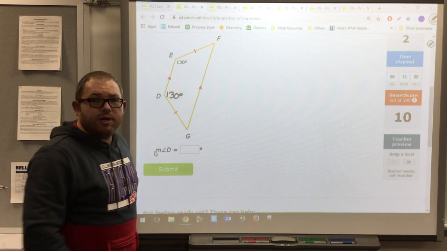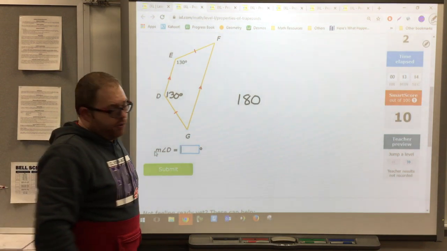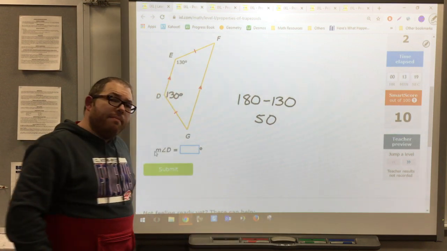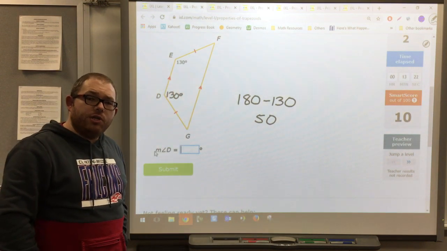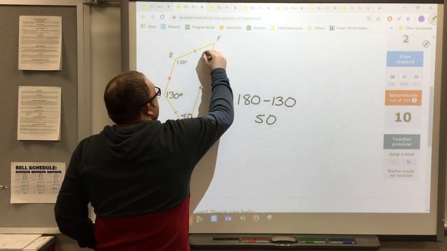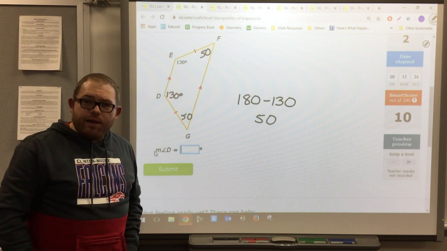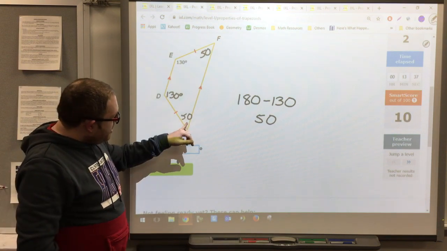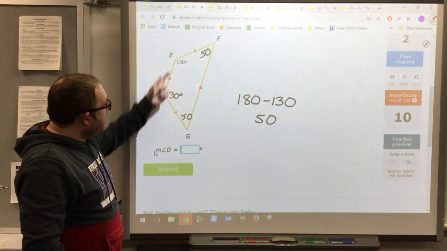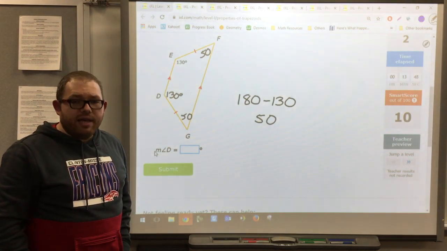You take 180 minus the angle they give you. So that means that the other two angles, which are acute, have to be 50 each. So they could have asked me to find any of the missing angles, and I would have been able to do that. If they give you the acute angle, you know the other one is equal, and then you could subtract the acute angle to find the obtuse angles. Regardless of which one is given to you, you can always find the others.